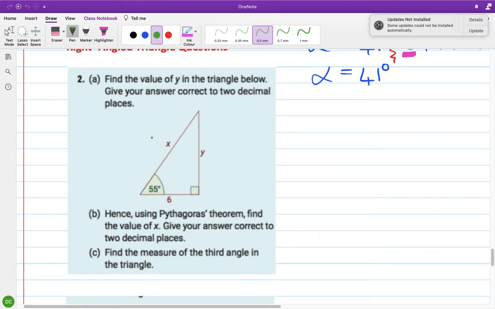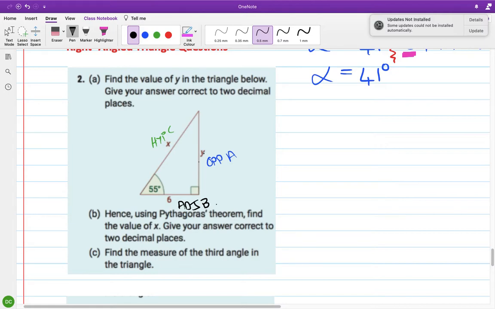Okay, so hypotenuse C, opposite A, and adjacent B. Okay, so I could look at using Pythagoras, but the problem with Pythagoras is that I don't know C and I don't know A, and you can't solve an equation when you have two unknowns, so I'm not going to be able to do that.